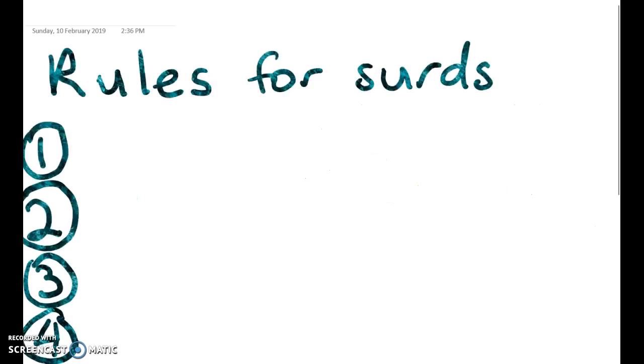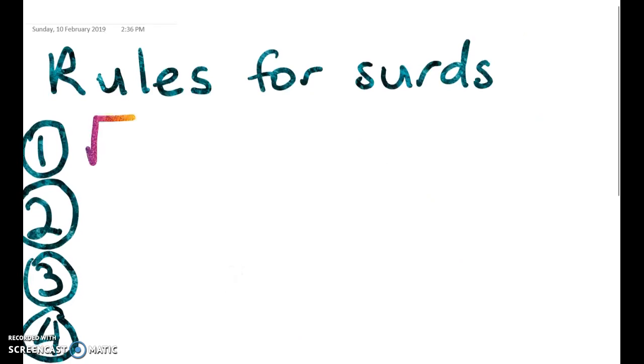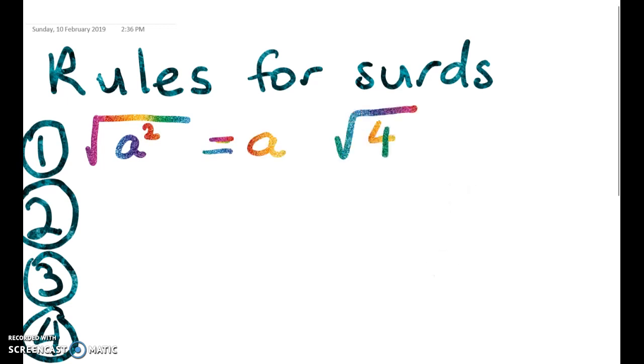So, here are our first rules for SURDs. We've got 4 little rules that are going to take me a long way. And the first one is this. If I've got the square root of a squared number, I get back to the number. For example, the square root of 4 is equal to the square root of 2 squared, which is just equal to 2. You're probably thinking that one seems pretty obvious, and it is.